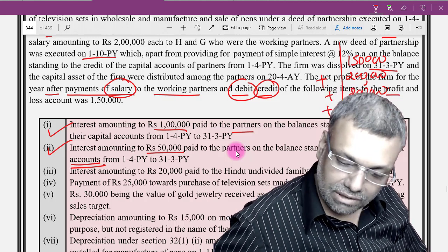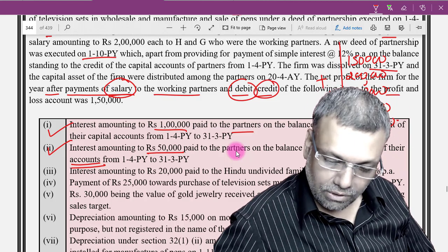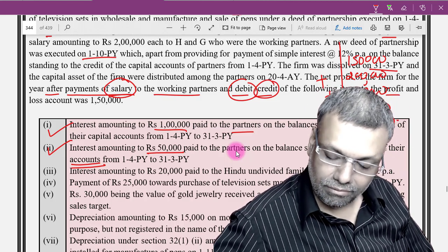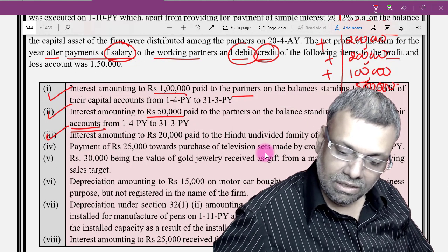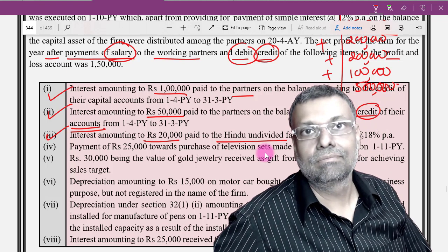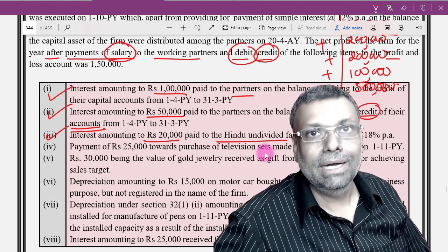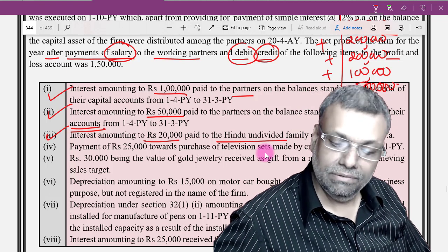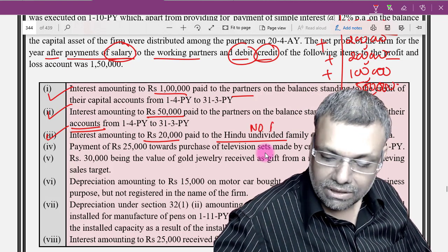Okay. These also I will add. Now, when it comes to the interest, these 2 points. First of all, I'll take up the third point also. Interest amounting to 20,000 paid to the HUF of H. Okay. Now, partner is Mr. X, personal capacity. Now, interest is paid to the HUF. So, for this, there is no adjustment.